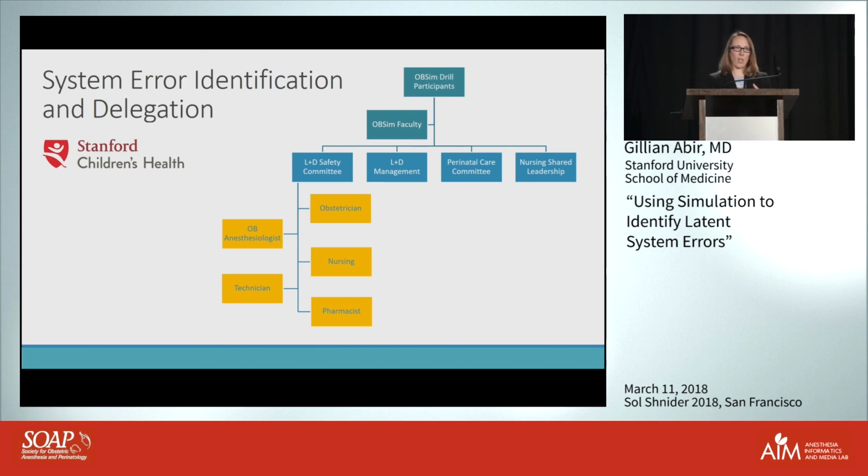Now the L&D Safety Committee is multidisciplinary in terms of the OB team, nursing, anesthesiologist, technician and pharmacist. And one of the key things about delegation, when you delegate things to other committees or people within the committee, is to have follow-through, follow-up. You don't just give a task to someone and say, can you do this? We want to have feedback from them that it's actually being completed. So we meet once a month and we have a spreadsheet and we tick off things once they've been completed, because we can't always assume whoever you delegate the task to is actually going to do it. So we want to delegate things, but also receive confirmation that they've actually been done.